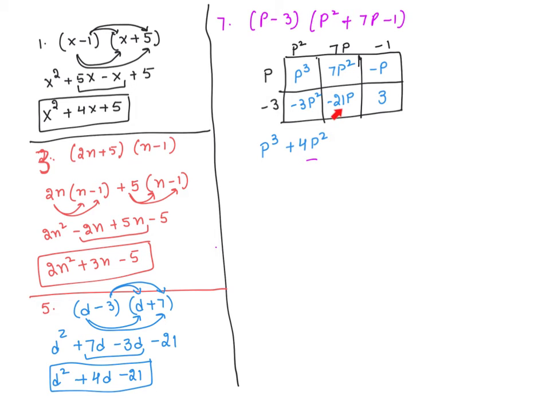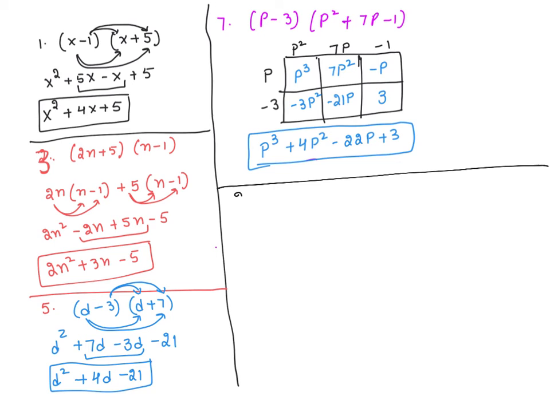Next, I'm going to combine the p terms. So that is negative 21p minus p. Negative 21 minus 1 is negative 22. The number 3, I don't have anything to combine with, so I will leave the 3 as it is here. So that's going to be plus 3. And that is your answer.